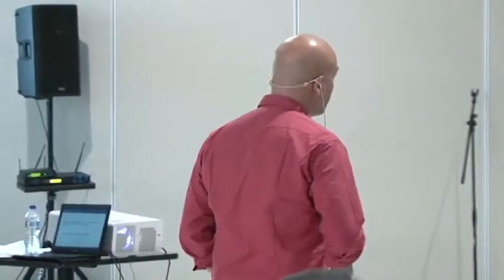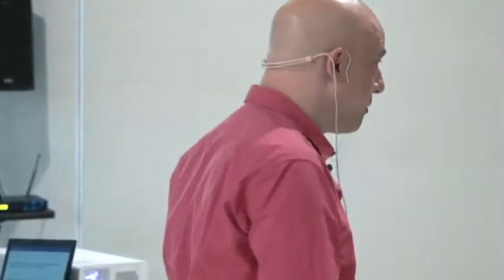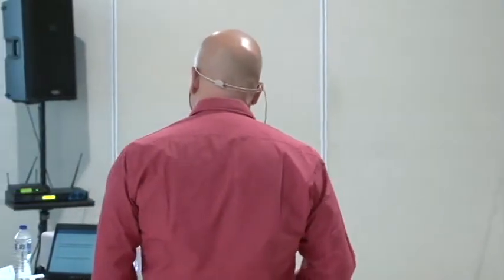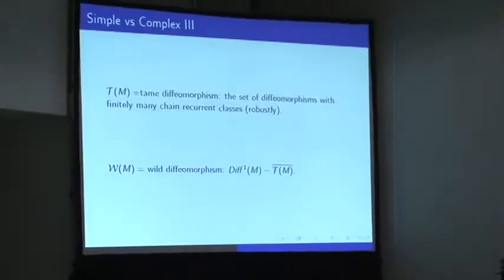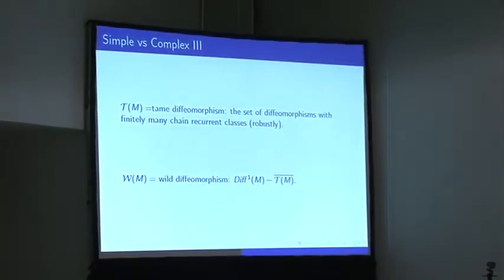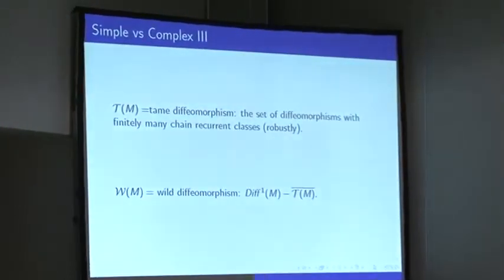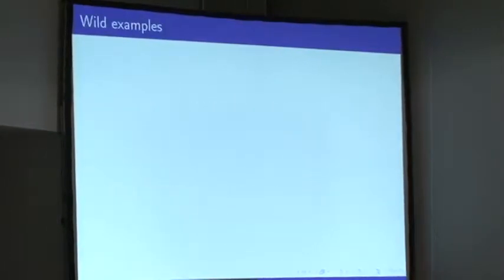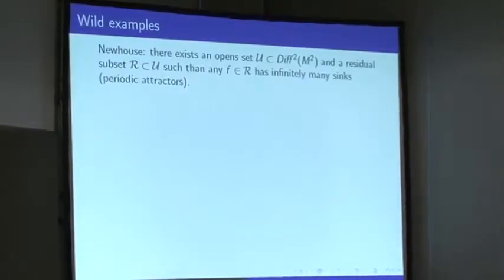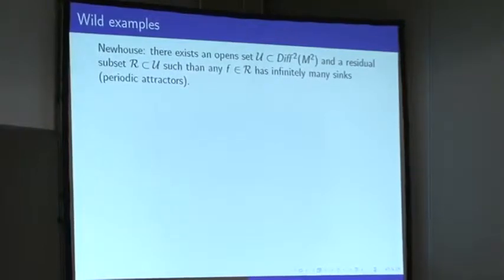And we can also define the wild diffeomorphisms as the complement of the closure. So if we have a wild diffeomorphism, it has infinitely many chain recurrence classes, and almost any perturbation of it also has infinitely many chain recurrence classes. Great. So let me give you some wild examples.